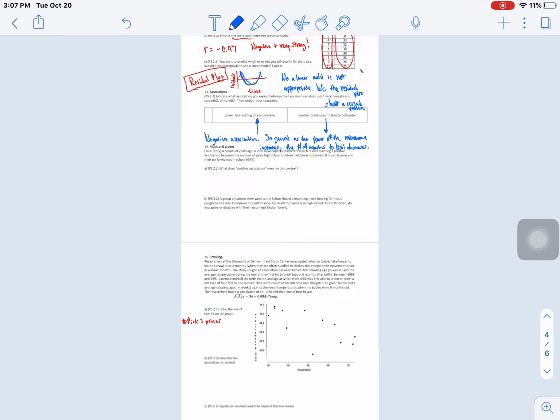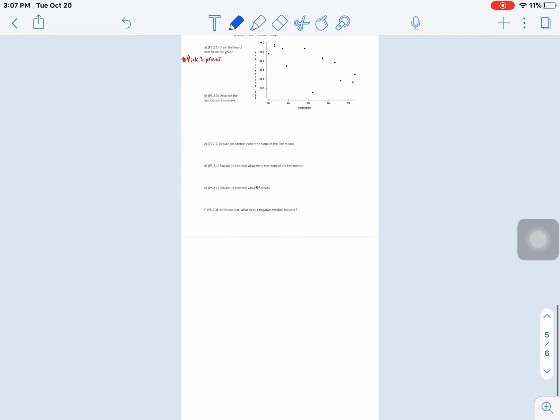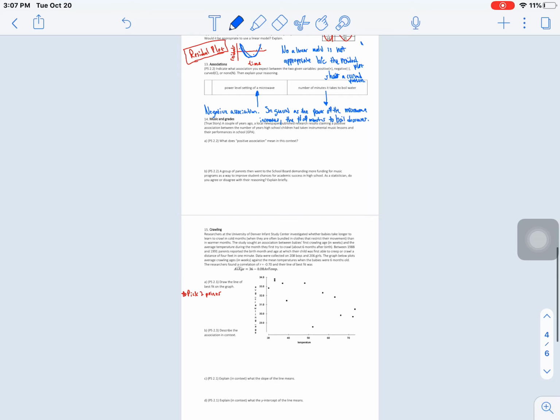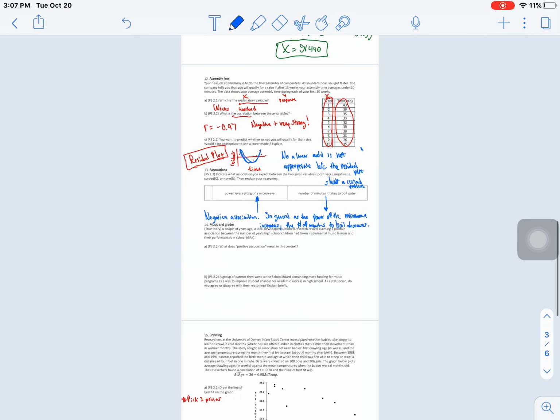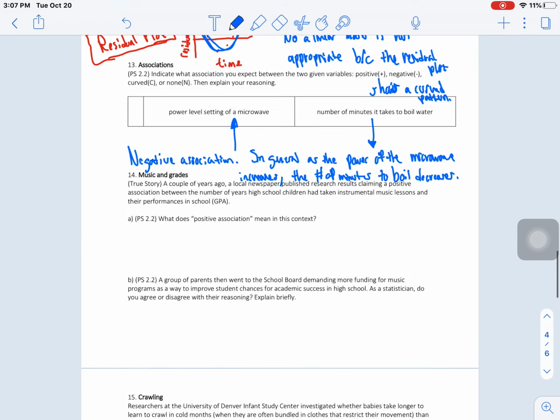All right, 14. I believe this should be the... Oh, we have a fifth page. We do have a fifth page. So, number 14.